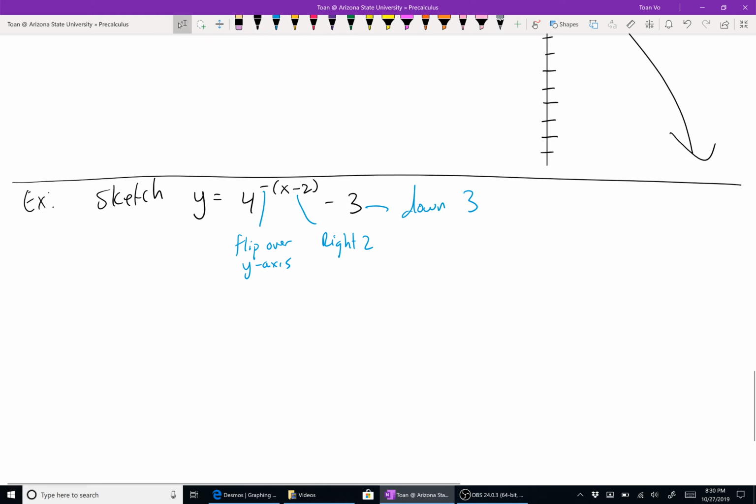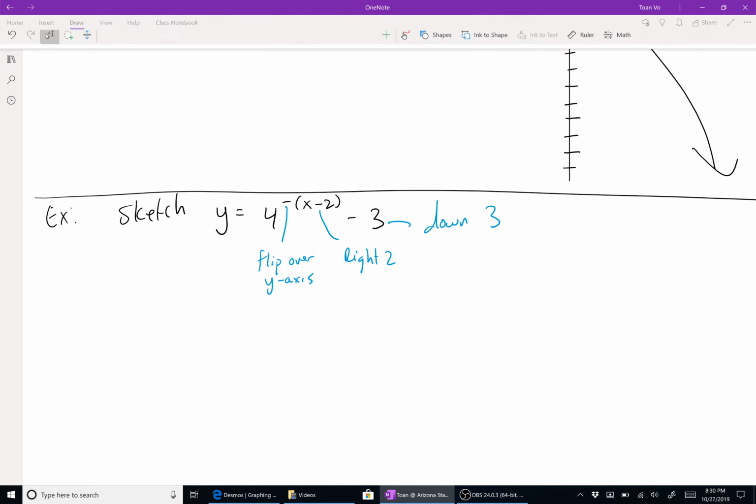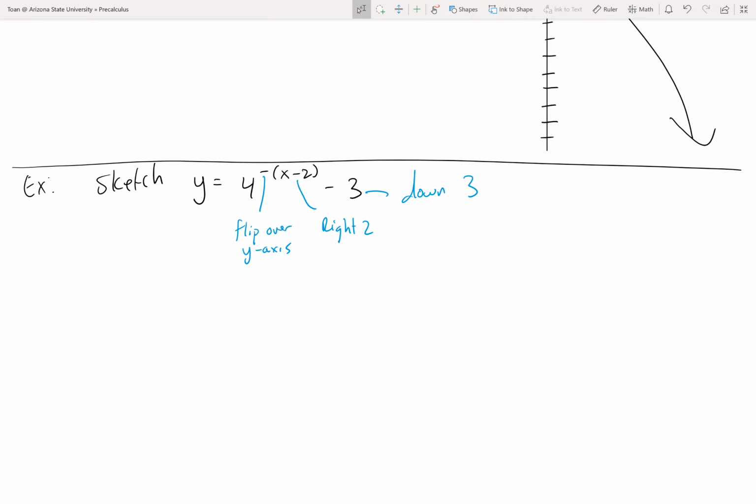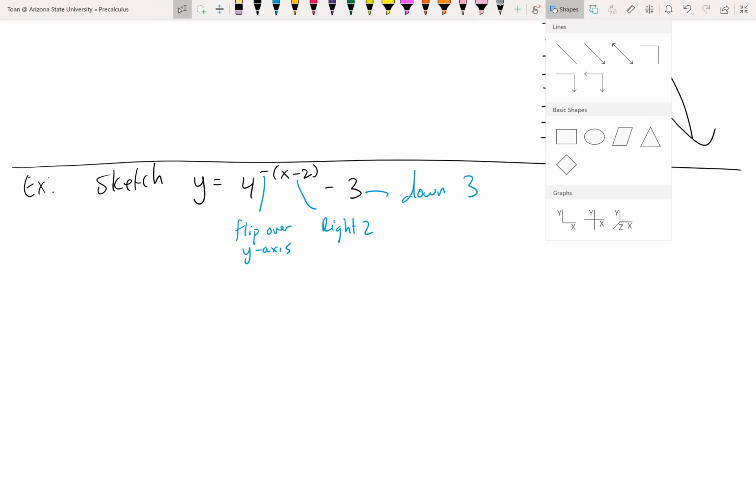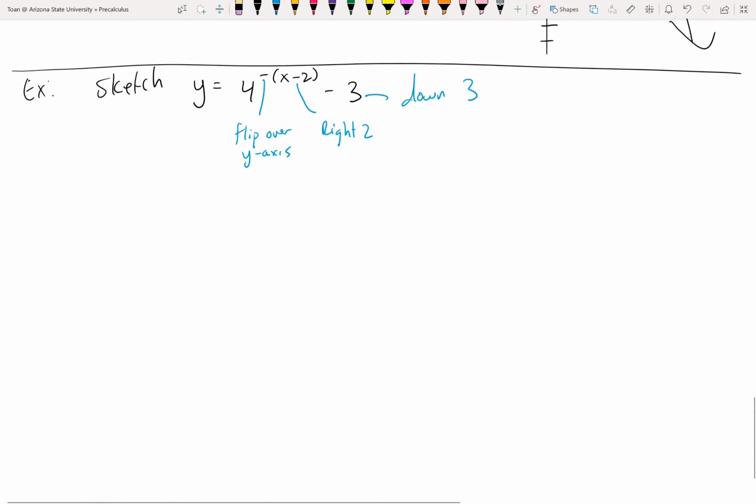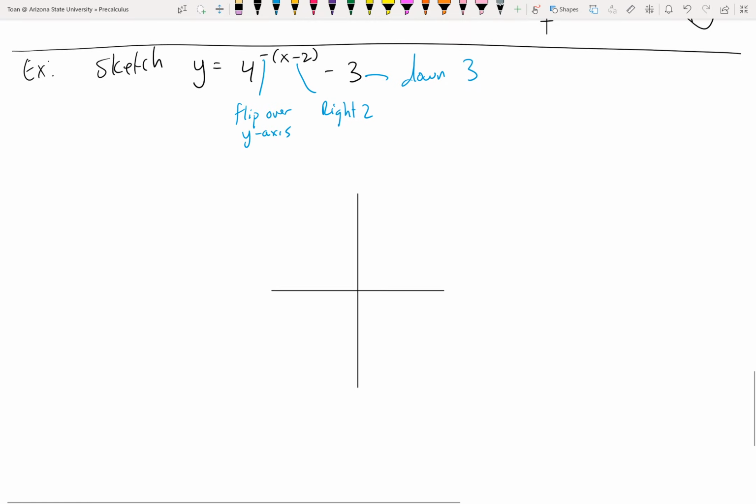So once we have the transformations read, we have to draw it out. Move the special point and move the horizontal asymptote.